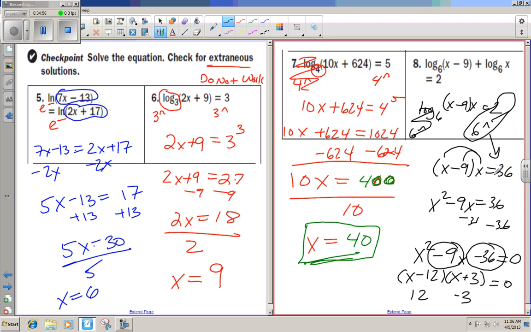Now, when you plug those back in, some of those numbers will give you a wrong answer. Some of them will say error. They won't work. You'll get 5 equals 2 instead of 2 equals 2. When you do that, you should get that 12 is your final answer.